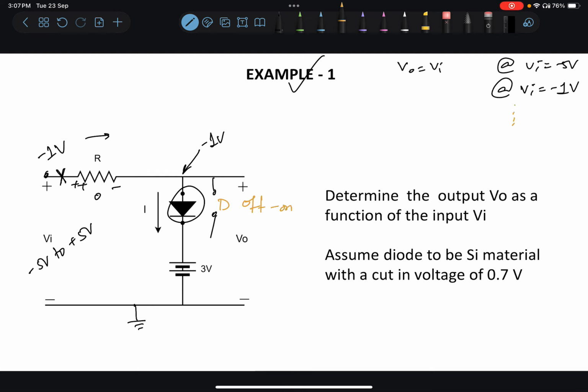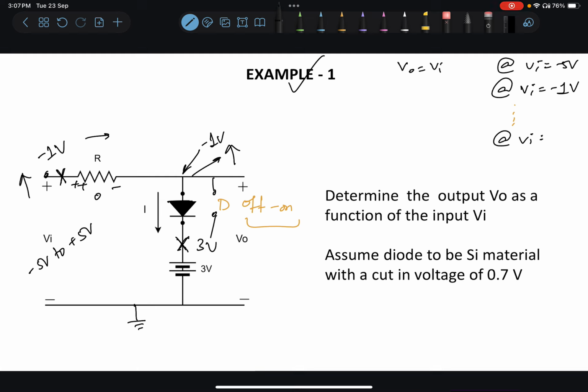You can keep doing this, but at some point, at some input value, this relation will no longer hold true because the diode will change its region of operation from off to on. This can be intuitively seen by the fact that as you keep increasing the input voltage, the positive terminal of the diode will also keep going up. And since the negative terminal is fixed at 3 volts, at some value of Vi, this diode will turn on.